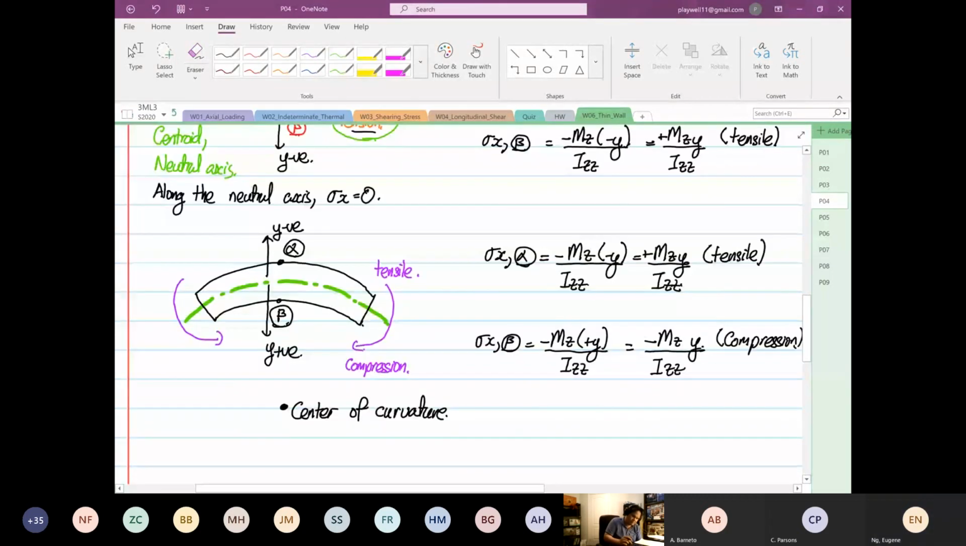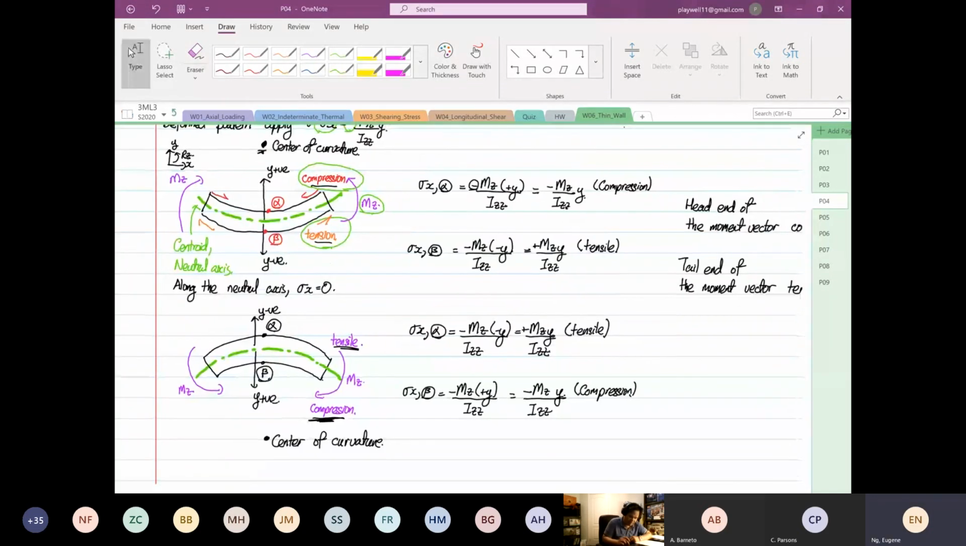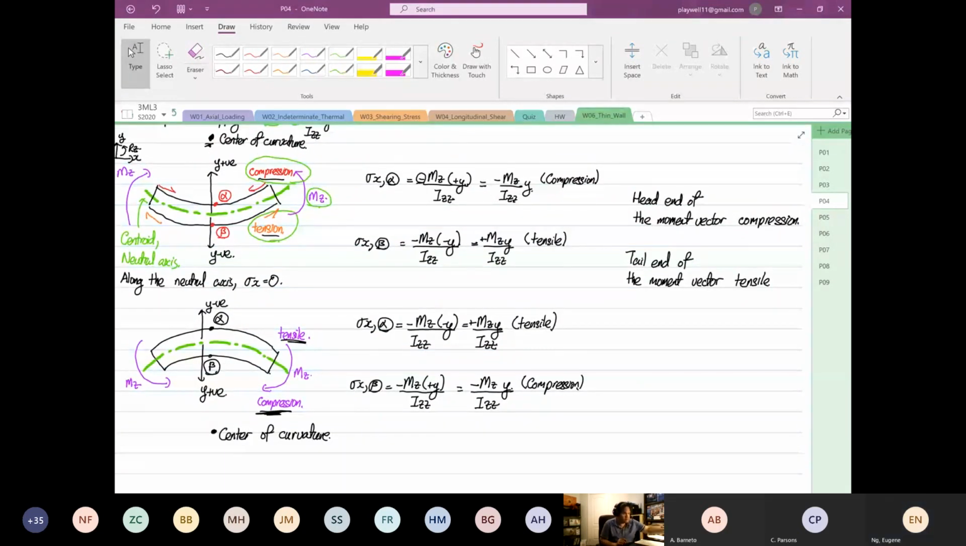Don't you think so? The easier way to calculate is that the head of the moment arrow is compression. The tail end is what? Tension. Straightforward. Later on, we are going to do bending in two different axes, which is unsymmetrical bending. So these are your Mz. Any questions so far, anyone? No? Okay.